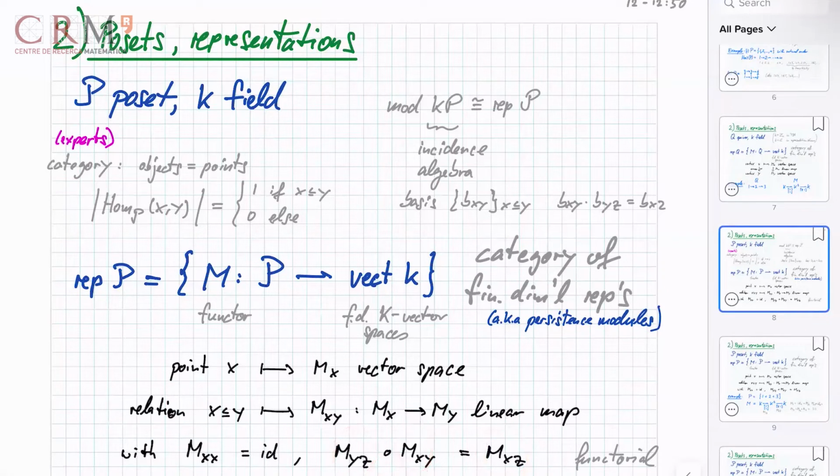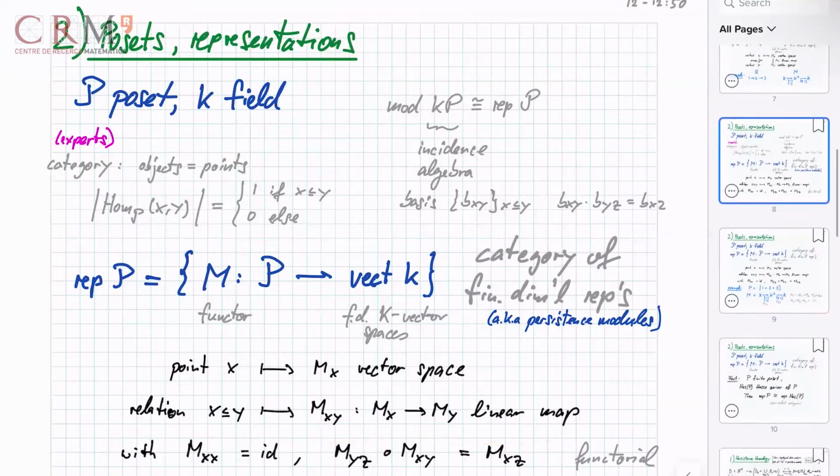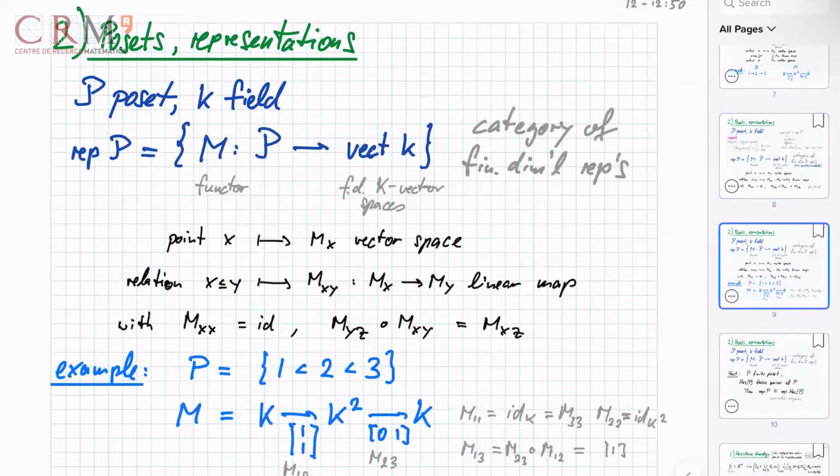So transitivity of the poset encodes that the composition of these two linear maps must be this one. In this sense, representations of posets are a little bit more complicated to formulate, but it's all included in the language that M is a functor. This condition just means M is functorial. Good. We didn't need that for quivers. Let's look at an example.